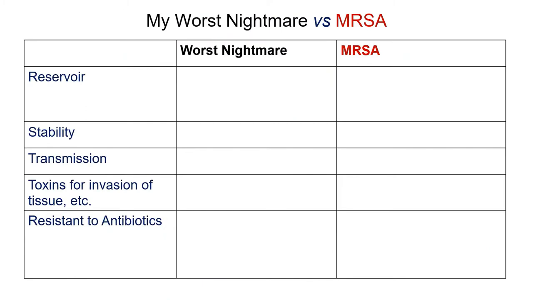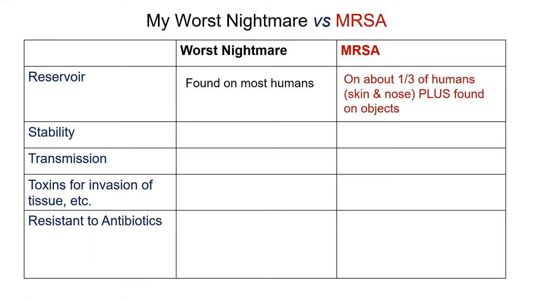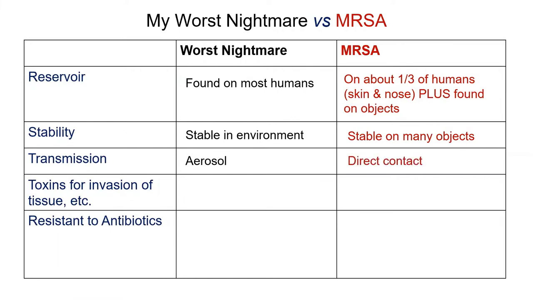So I gave a talk on superbugs a number of years ago, one of those public lecture things. And one of the things I was thinking about was, if I were to design a really nasty bacterium, and I started jotting down some of these ideas. I thought, okay, it would be found on all the humans because we're always interacting with humans. But if you think about MRSA, it's found on a whole bunch of humans, plus it's found on objects and animals and other things. It's like my imagination apparently isn't good enough. In terms of stability, it is relatively stable. Probably my worst nightmare would be aerosol transmission, something like measles. MRSA, of course, is not, but doesn't need to be, apparently.